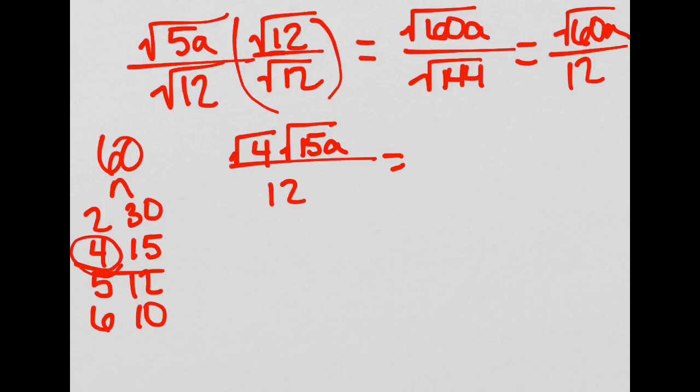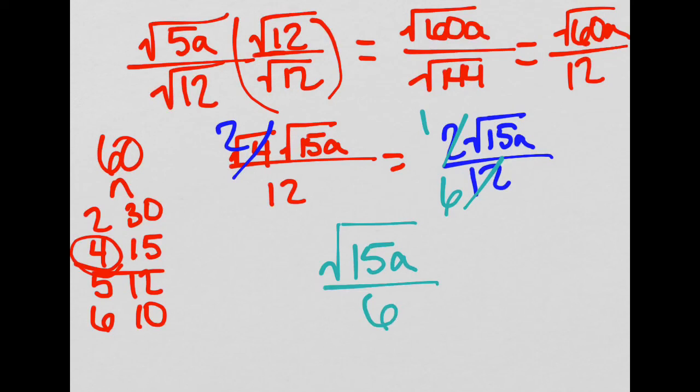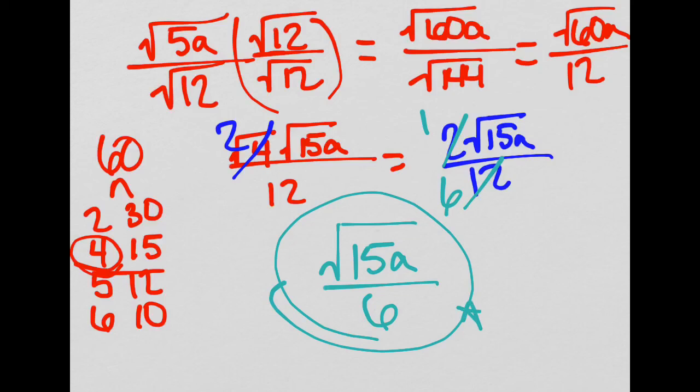Now again, this square root of 4 can simplify to 2, so I'm going to get 2 times the square root of 15a over 12. And look at it again, I can simplify this 2 and the 12. That becomes a 1, that becomes a 6. So I'm saying the square root of 15a over 6. I just want to double check that at the end I do not have a radical symbol on the bottom as a denominator. And once I've done that and made sure, then we're good.